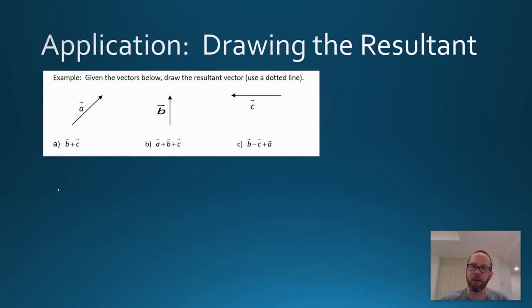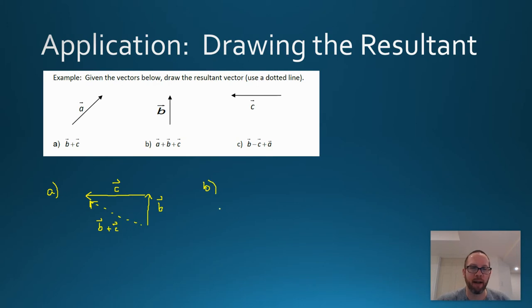You can pause the video and unpause when you're ready, or you can follow along with me right now. So B plus C. To draw vector B plus C, we draw vector B. From the tip of B, we draw vector C, just going to the left. Complete the triangle. This is vector B plus C, and the direction is important. The direction will be up and to the left like that, from the tail of B to the tip of C.